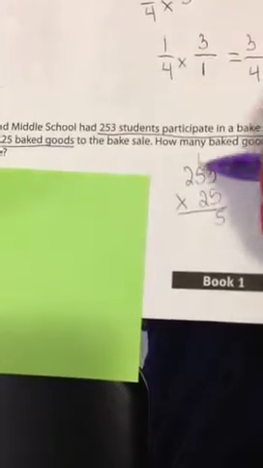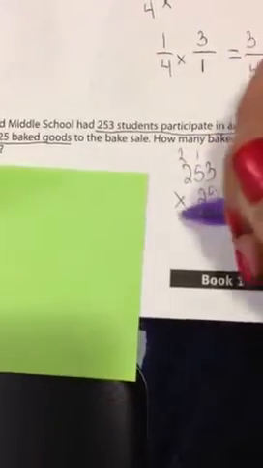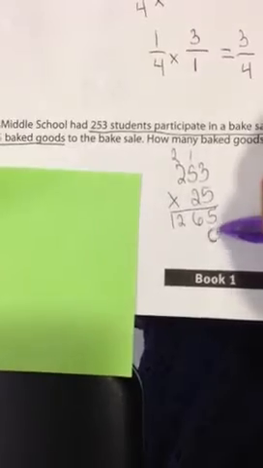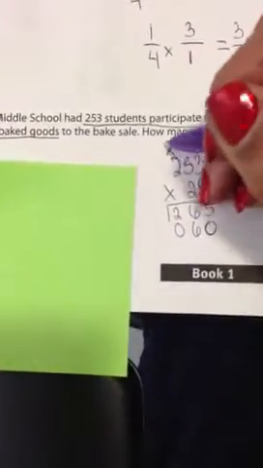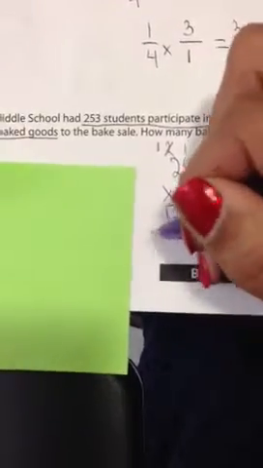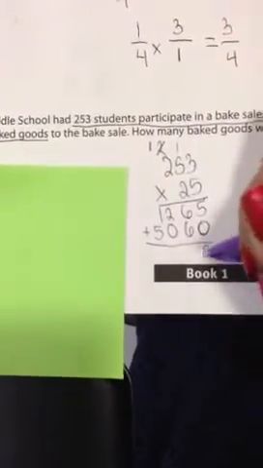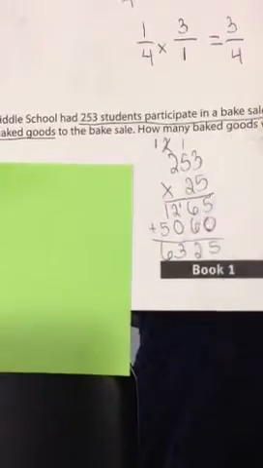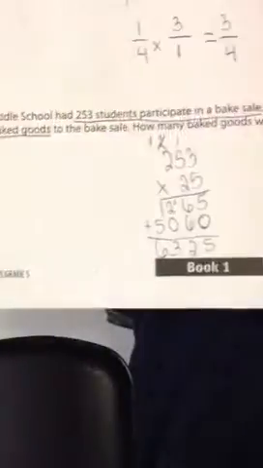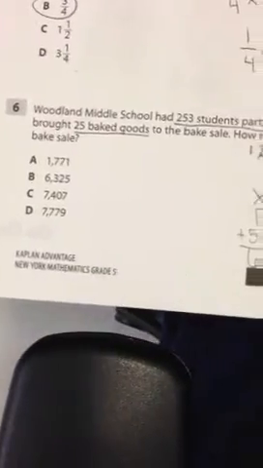So I'm just going to multiply that out. Put a 0 as my placeholder. 2 times 3 is 6. 10. Carry the 1. 5. I know I'm multiplying fast. 5, 2, 3, 6. So 6,325. 6,325. Only one more page to go.